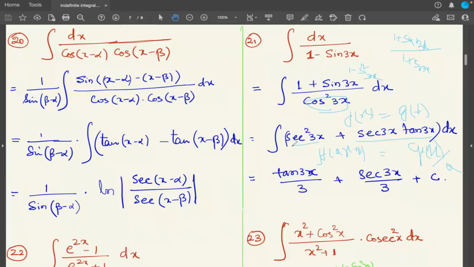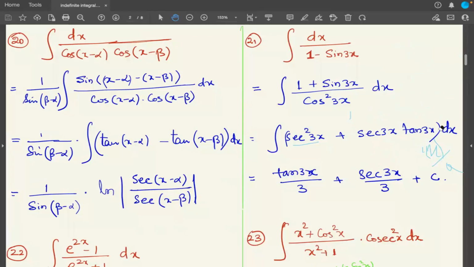Here sec square x is our basic function, whose integral we know is tan x. When we apply property 4, we get tan 3x by 3. And the integral of sec x tan x is sec x, so here, with 3x, it is sec 3x by 3, divided by the coefficient of x. I hope you understand that.